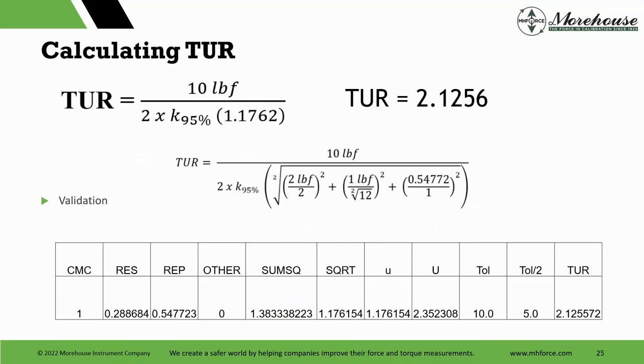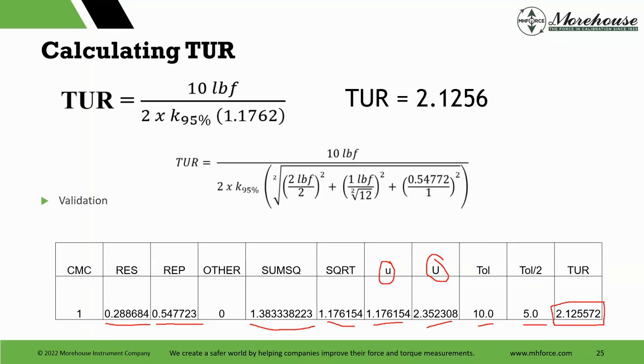Now, validation, right? You can do this by hand. It's not that difficult. But if we do this in Excel, like I said, validation is key. Resolution is this. Repeatability is this. The standard, the sum of the squares is this. Square root of the sum of the squares. Little u, that's K equals 1. Multiplied by our coverage factor, that's K equals 2. Tolerance is this. Tolerance divided by 2 is 5. TUR, remember I said it's the same thing. You can divide by 5 or you can do this. That should be the exact same answer we got.